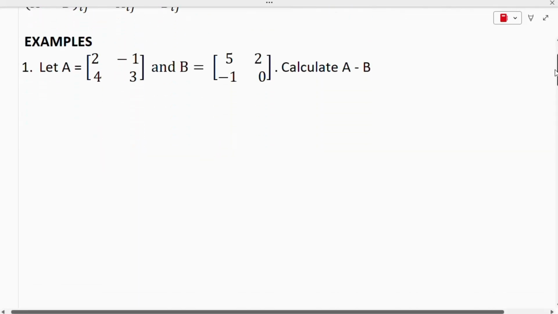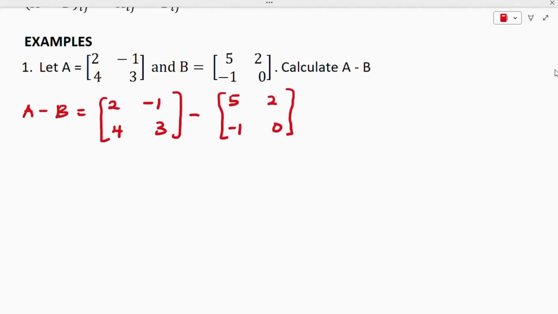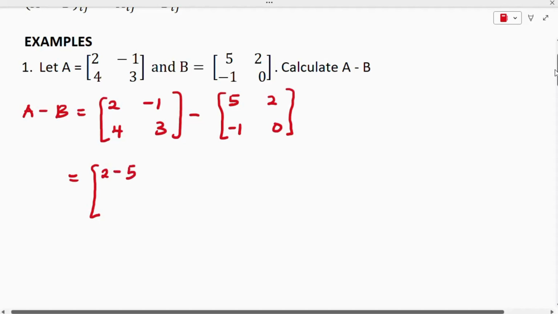The first question says, let A be equal to 2, minus 1, 4, and 3, and B be equal to 5, 2, minus 1, and 0. We have to calculate A minus B. So calculating A minus B, we have 2, minus 1, 4, 3, subtracting B, which is a matrix of 5, 2, minus 1, and 0. So we have to find the value of A minus B. So we take the value of 2 here, minus 5. Now this belongs to the same row and the same column in the two matrices.